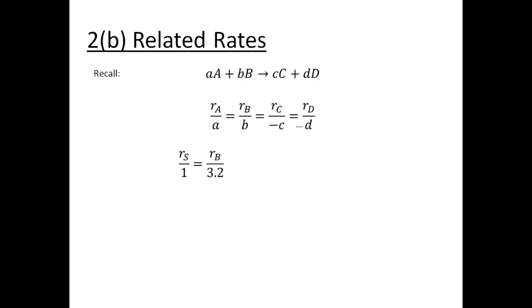Recall that for a system of A plus B goes to C plus D, relative rates show that Ra over negative A is equal to Rb over negative B, which is equal to Rc over C, which is equal to Rd over D. So for our reaction of S plus 3.2B goes to products, we have Rs over negative 1 is equal to Rb over negative 3.2. And this results in Rb equal to 3.2 times Rs.